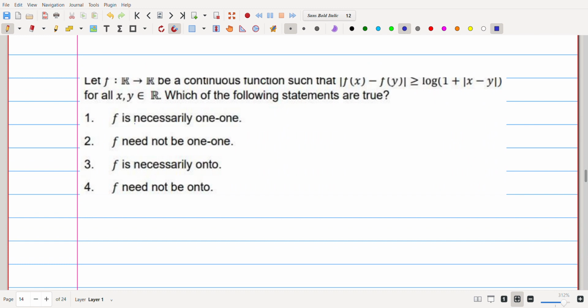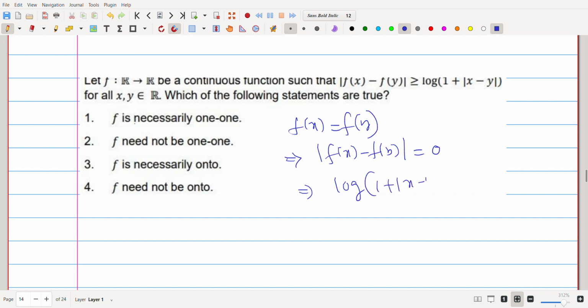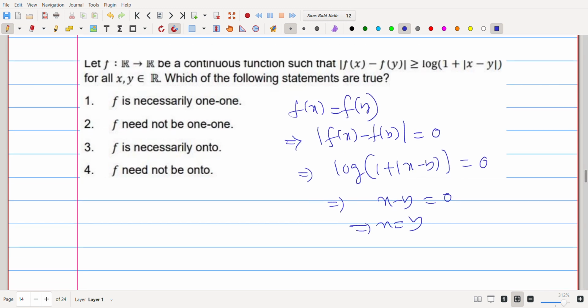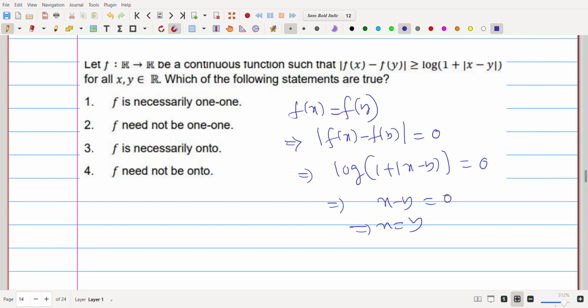Let f from R to R be a continuous function such that mod f(x) minus f(y) is greater than or equal to log of 1 plus mod x minus y. This question came in the TIFR exam, it is a TIFR PYQ. See, if f(x) equals f(y), that implies mod f(x) minus f(y) is 0. That implies log of 1 plus mod x minus y is 0. That implies x minus y is 0, so x equals y. So f is one-one, and f is given to be continuous.